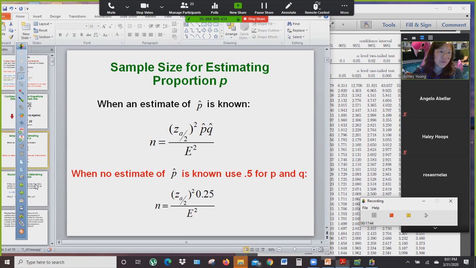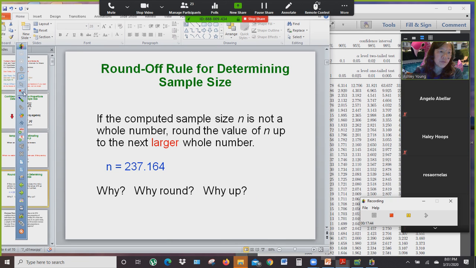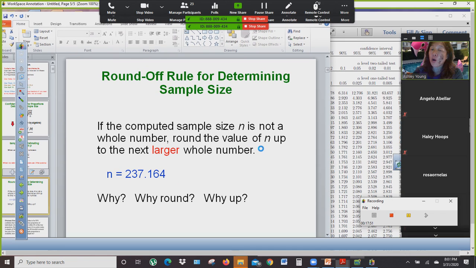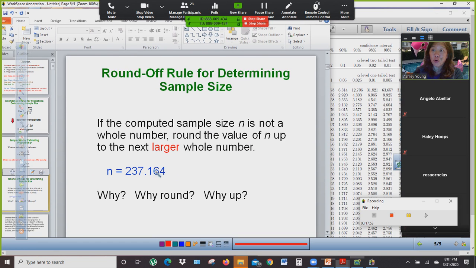And if you don't know what p hat and q hat are, you can just use 0.5 for p and q. And you get this down here. But you can substitute them into this formula as well. It doesn't matter. Either way is fine.